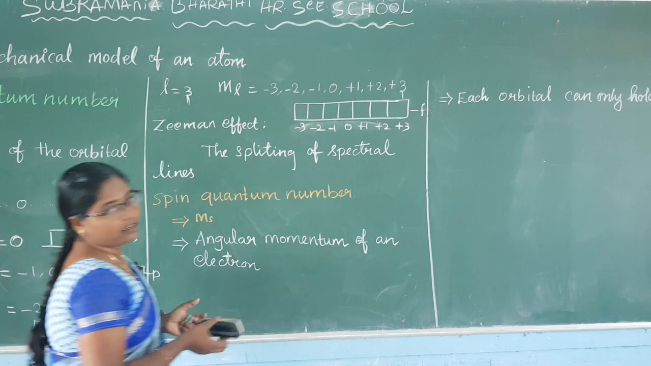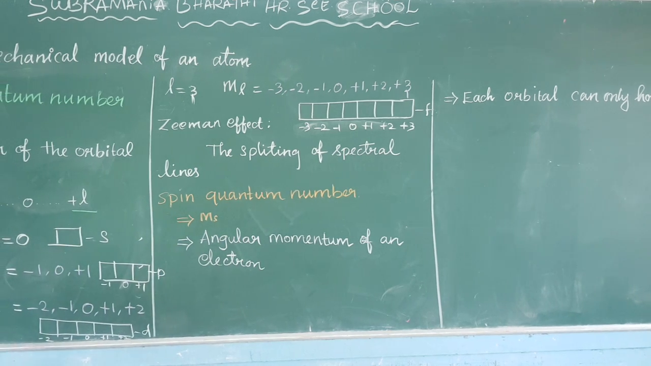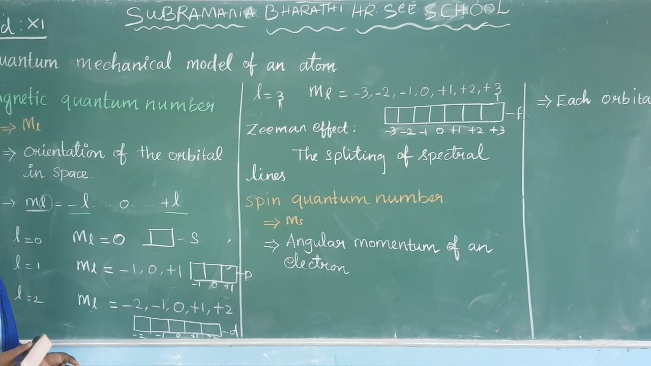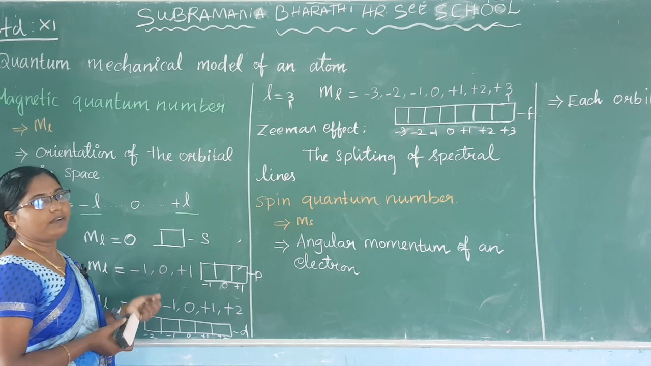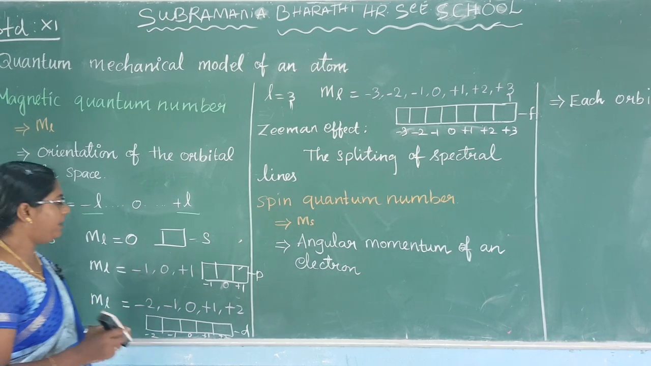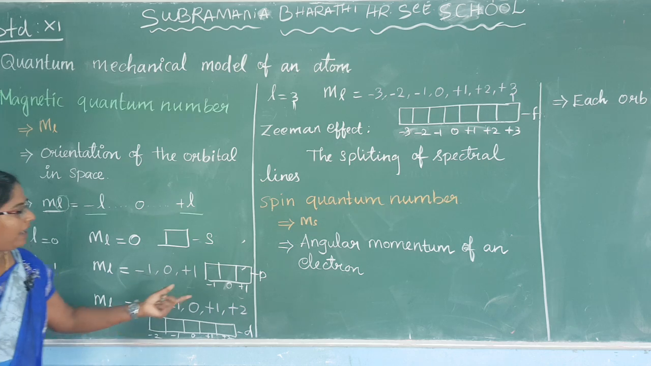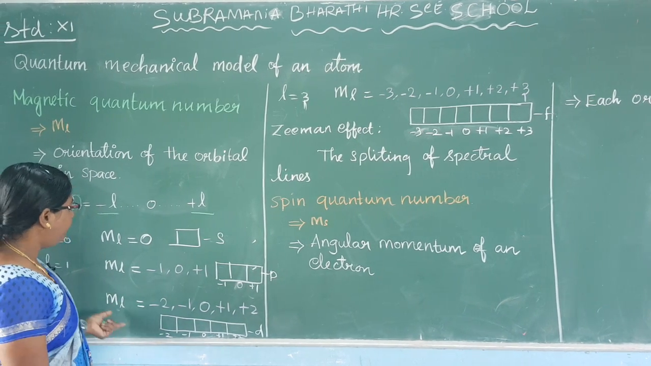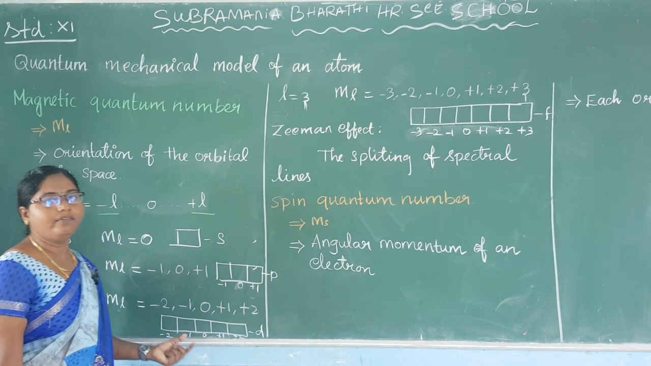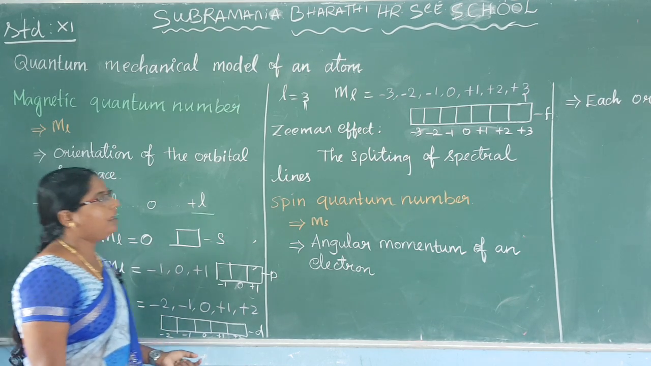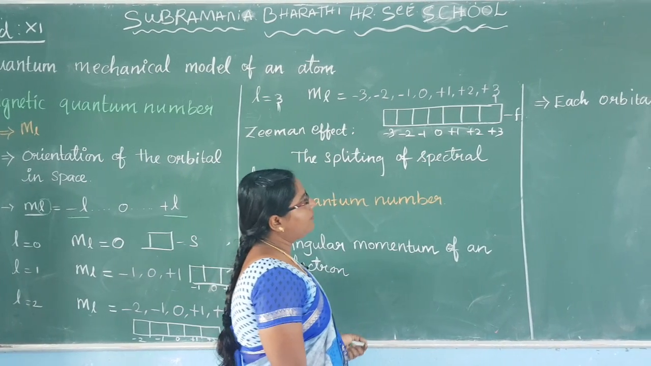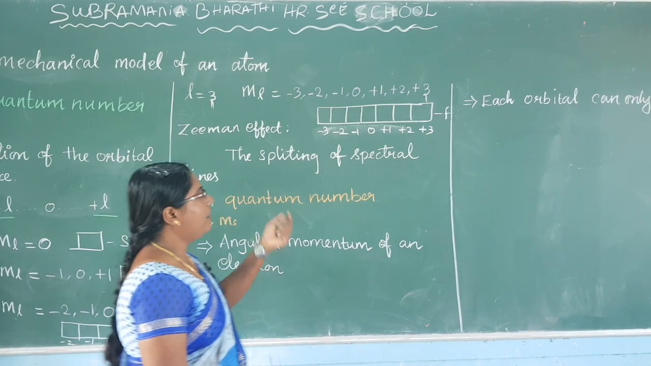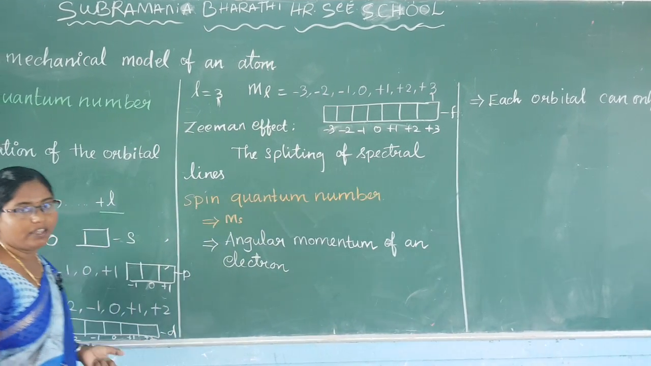Already we have studied the maximum number of electrons which is present in each orbital. If it is s orbital, what is the maximum number of electrons? Only 2 electrons can accommodate in s orbital. If it is p orbitals, how many electrons can accommodate? 6 electrons can accommodate in p orbitals. If it is d orbital, totally 10 electrons can accommodate in d orbitals. If it is 7 f orbitals, totally 14 electrons can accommodate in f orbital. Okay. This is the basic that we have seen already.